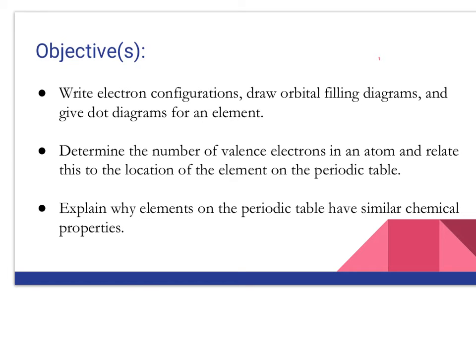In this video, you will learn how to write electron configurations, draw orbital filling diagrams, and give dot diagrams for an element. You will also determine the number of valence electrons in an atom and be able to relate this to the location of the element on the periodic table. Finally, you will be able to explain why elements on the periodic table have similar chemical properties.